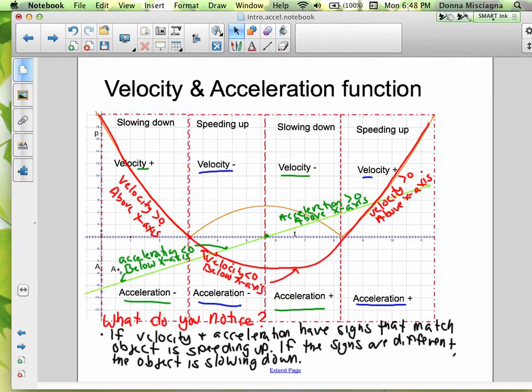So to determine where an object is speeding up or slowing down, we're going to find the velocity and the acceleration. We're going to find the x-intercepts, where the velocity or acceleration changes from negative to positive, or positive to negative. And use that to determine the intervals where an object is slowing down or speeding up.